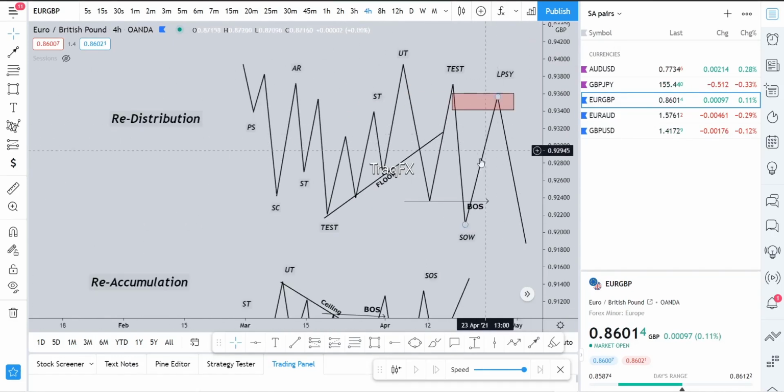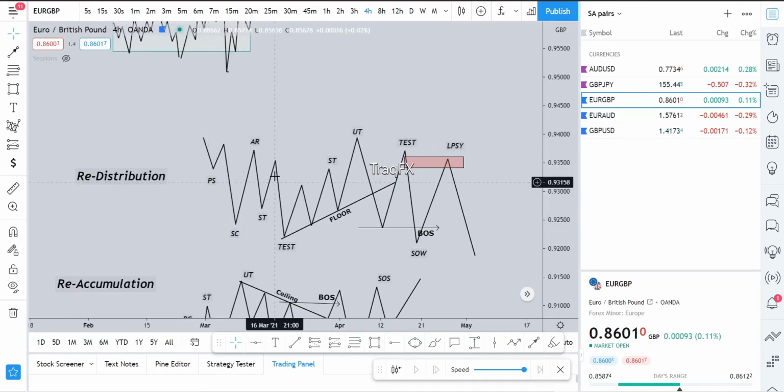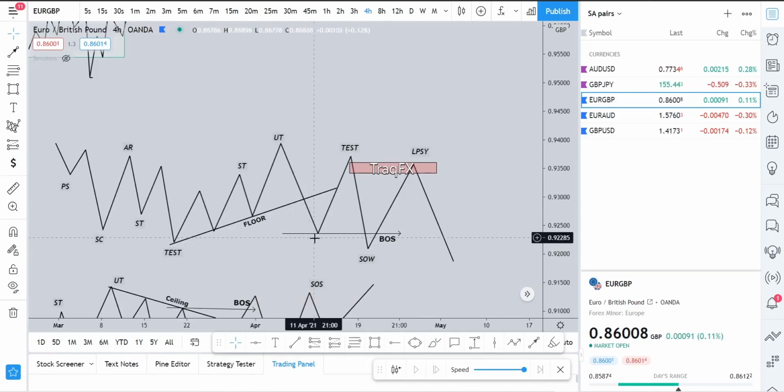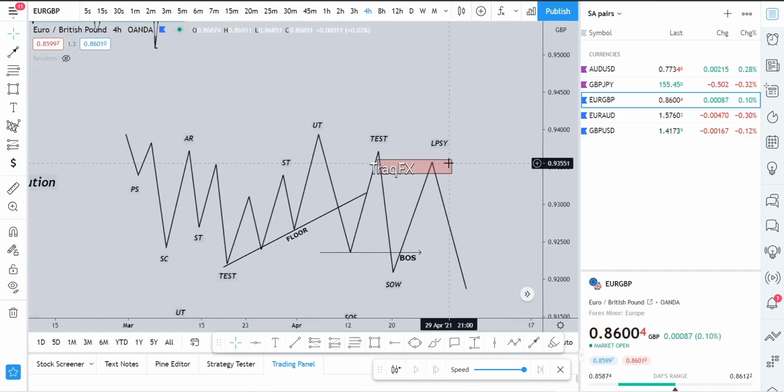Okay, so again, up until the test, it will look very similar to accumulation. Then we want to see our rally towards the upside and our trend line form, right? We want to see our trend line form just below the lows. Then we want to see the break below the trend line and a break of structure. Only then will we look for selling opportunities.